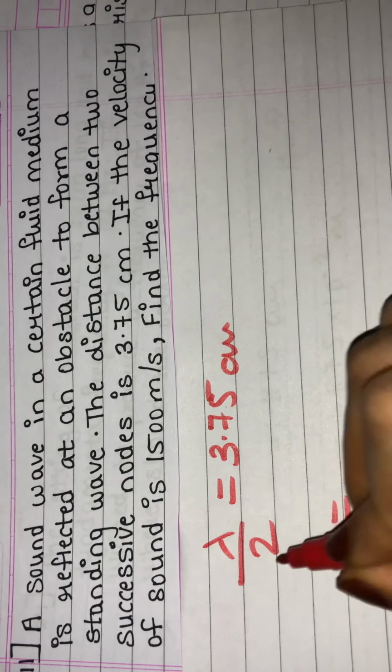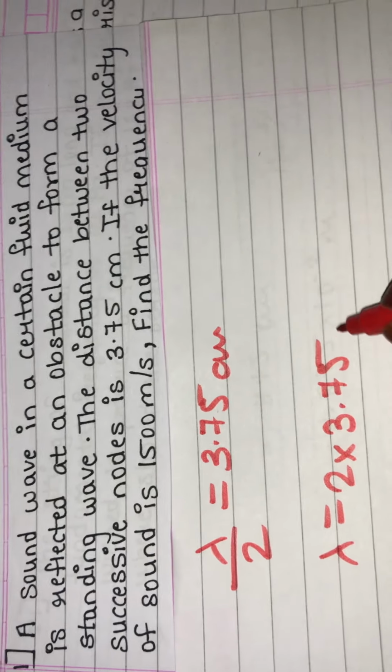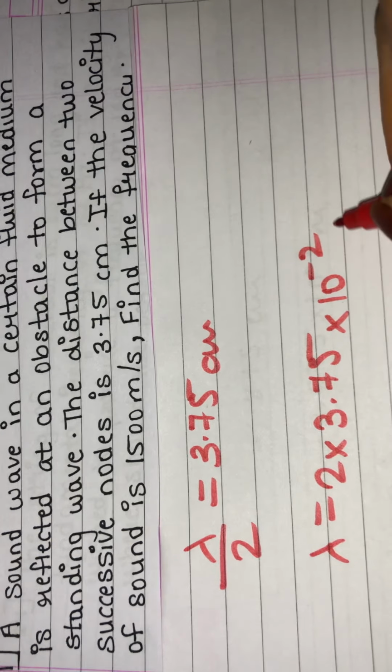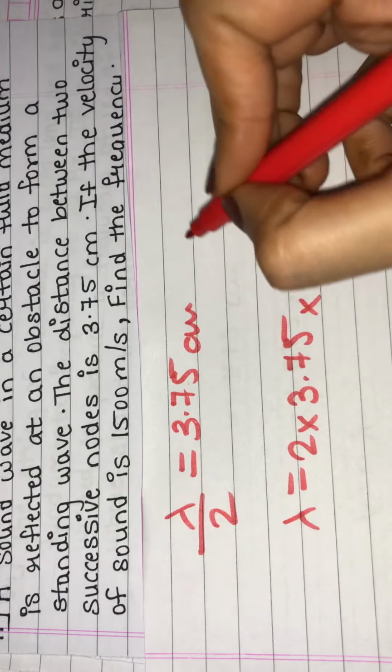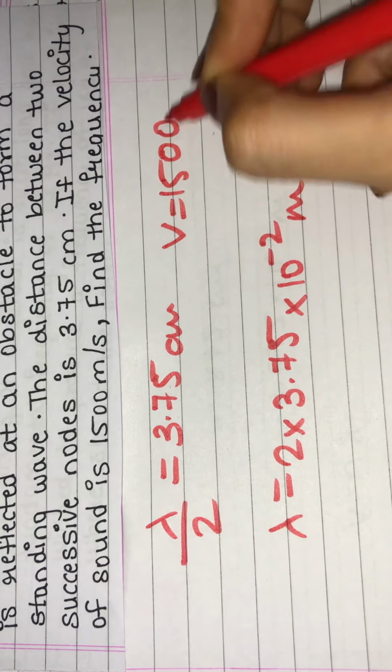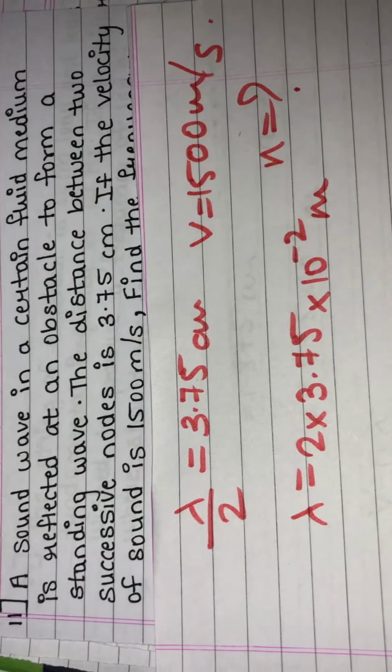That is, lambda is equal to 2 into 3.75. If I want to convert the centimeter into meter, I'll have to multiply with 10 raised to minus 2, and here is the meter. The velocity of the sound, that is v, is given by 1500 meter per second. Find the frequency of the sound.